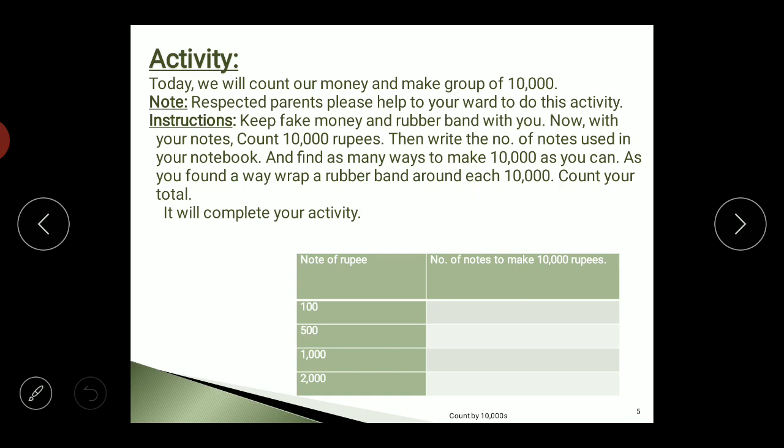Instructions for this activity: keep fake money and rubber bands with you. Now with your notes count 10,000 rupees. Then write the number of notes used in your notebook and find as many ways to make 10,000 as you can. As you find a way, wrap a rubber band around each 10,000. Count your total. It will complete your activity. I'll give you an example.